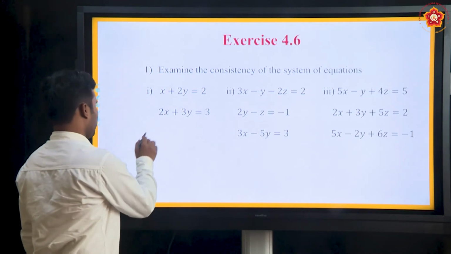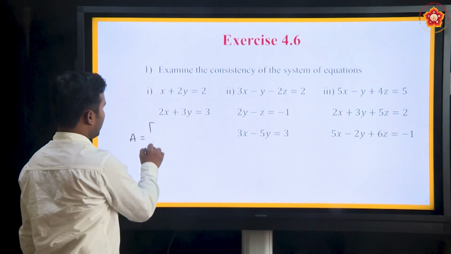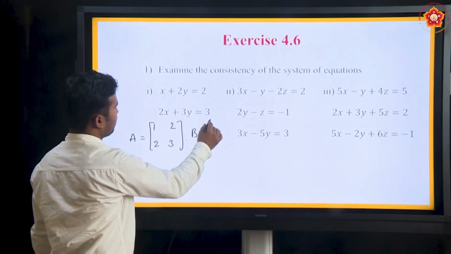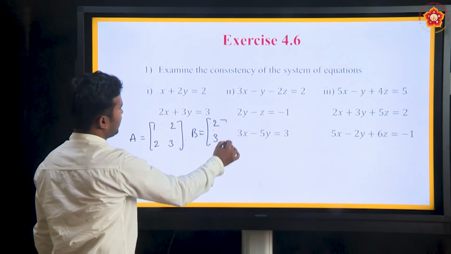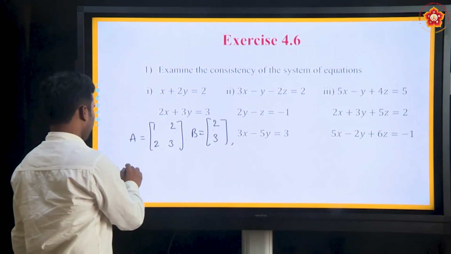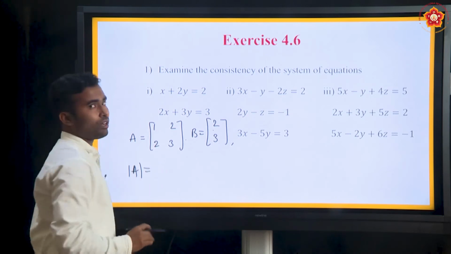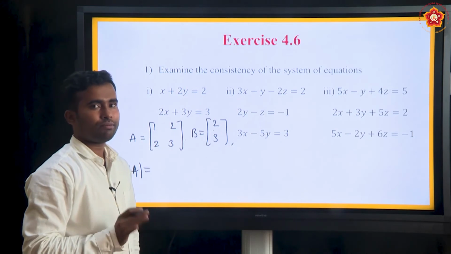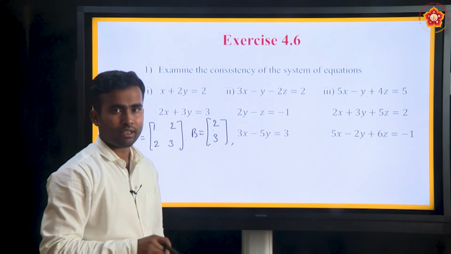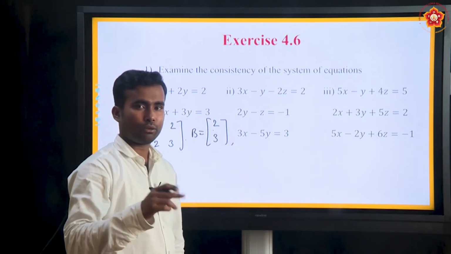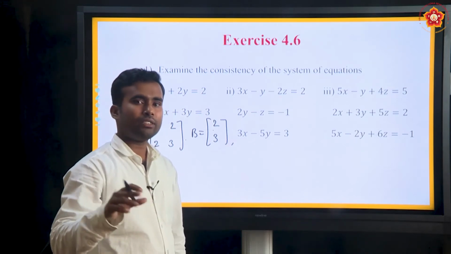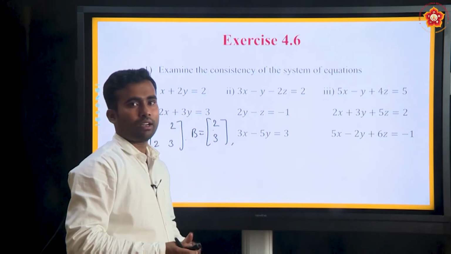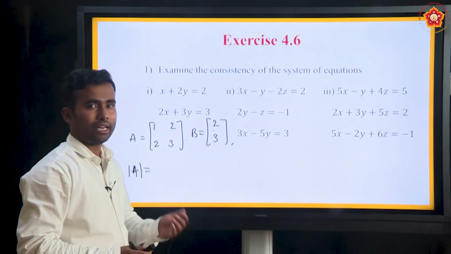Now, A is [1, 2; 2, 3], B is [2; 3] and X is [x; y]. Now we have to check first the determinant value. If the determinant value is 0, then the matrix is singular, the inverse may not exist, and we have to go for adjoint A into B equal to 0 and adjoint A into B not equal to 0. Those two special cases we have discussed. On that basis we have to conclude whether it is consistent or inconsistent, remember.